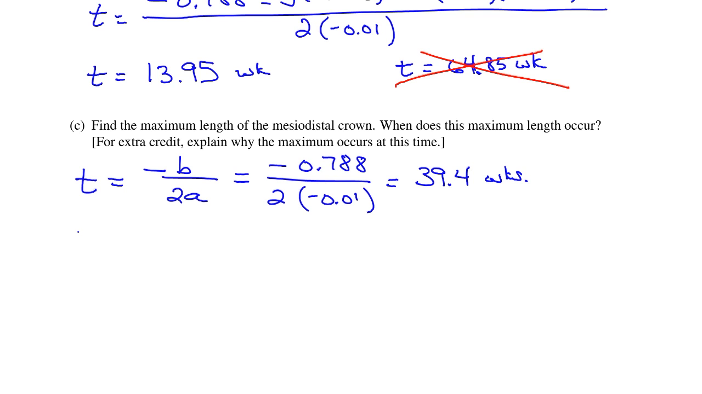The actual maximum itself is found by taking 39.4 and plugging it into the equation, and you get 8.48 millimeters. And then the bonus question was, explain why the maximum occurs at this time. Well, it's because human gestation is about 40 weeks long, so after this time period, the baby comes out, and that's it.